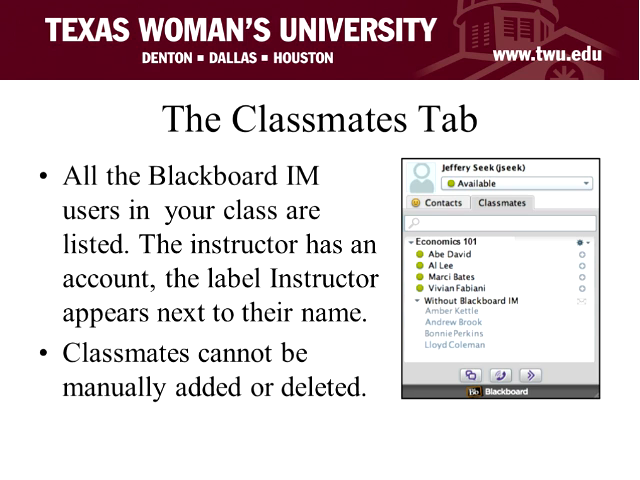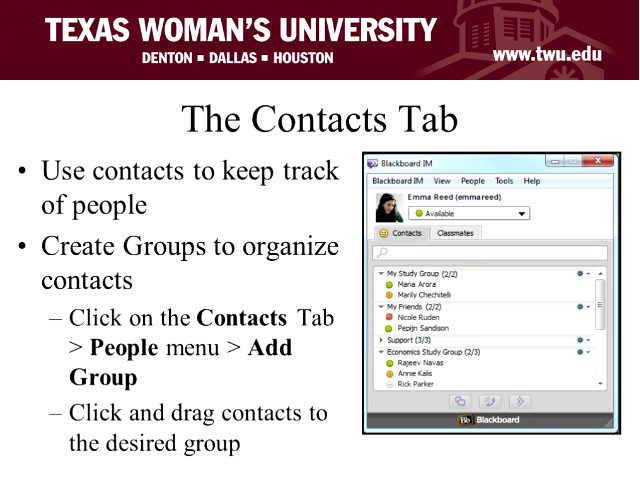The Classmates tab I briefly showed you, and all the users that have installed BlackboardIM are listed in the class. You'll notice that some of my classes only have 2 or 3 people listed. That's because they're the only people that have installed BlackboardIM. The instructor also has an account, and you'll see the word instructor appearing next to their name in a class. You won't be able to add or delete classmates. They'll just automatically show up and then be removed as the semesters move on.